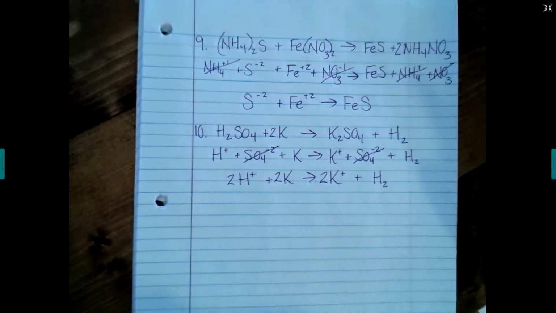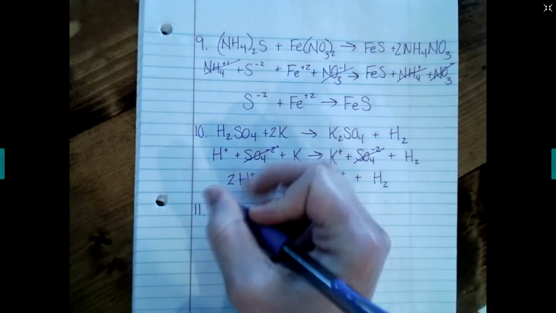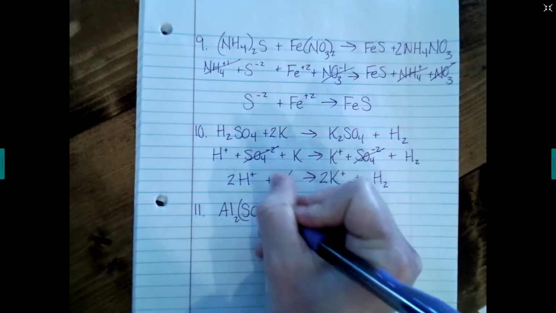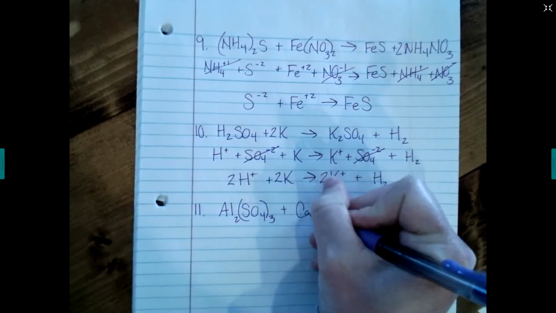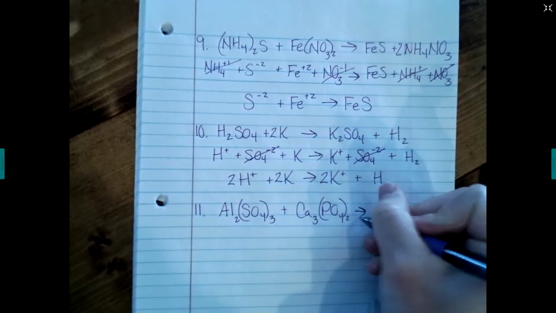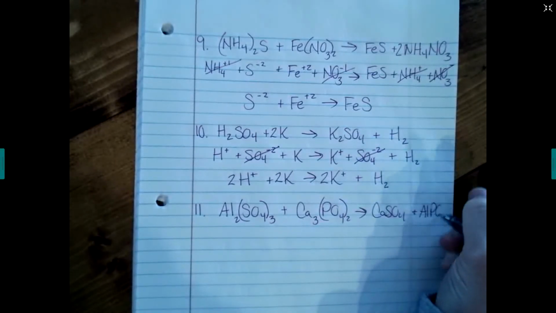All right, now we're moving on to the back of your worksheet. We're on number 11. Aluminum sulfate plus calcium phosphate yields calcium sulfate and aluminum phosphate.